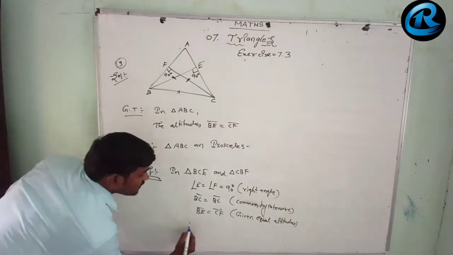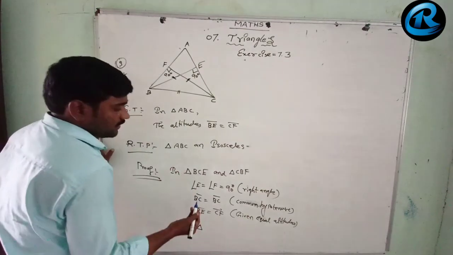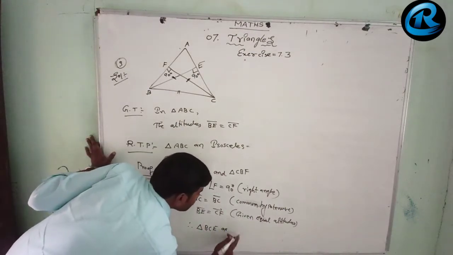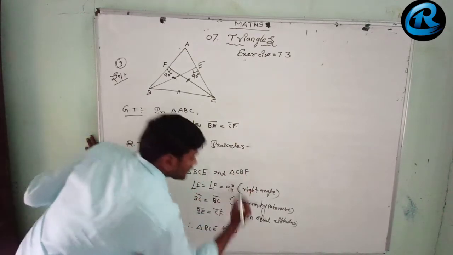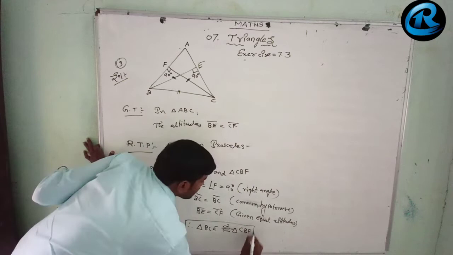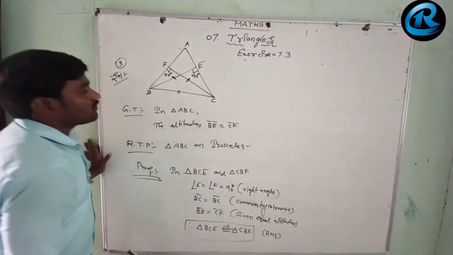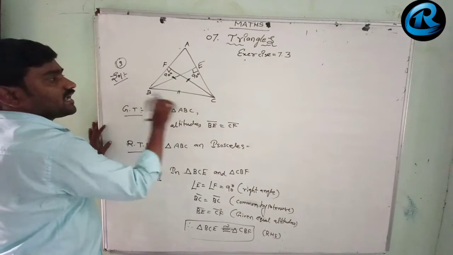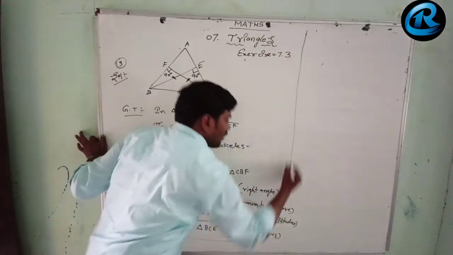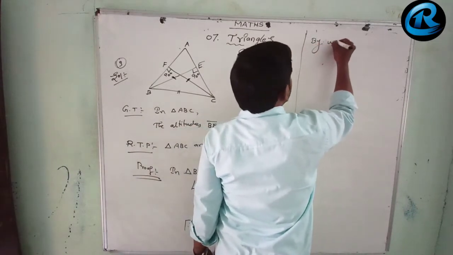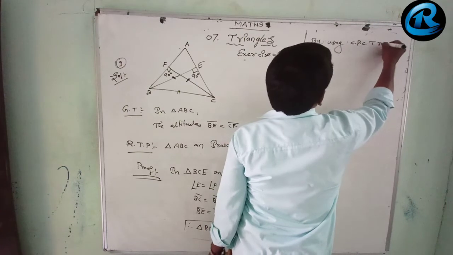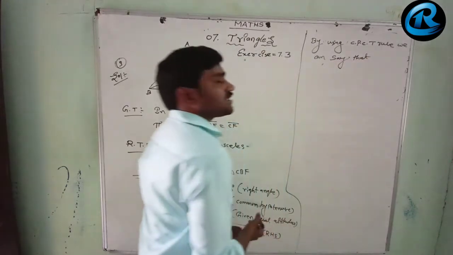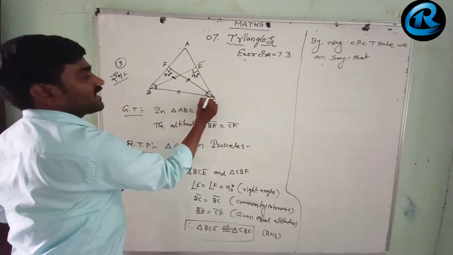Then we can say that triangle BCE is congruent to triangle CBF by the RHS rule. Now, since triangle BCE and triangle CBF are congruent, by using the CPCT rule we can say that angle B equals angle C.